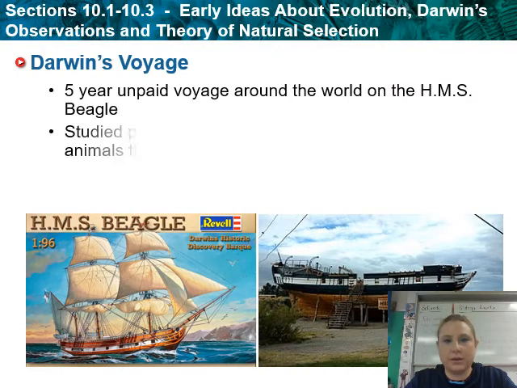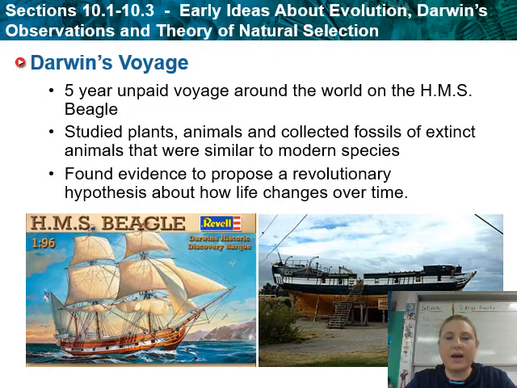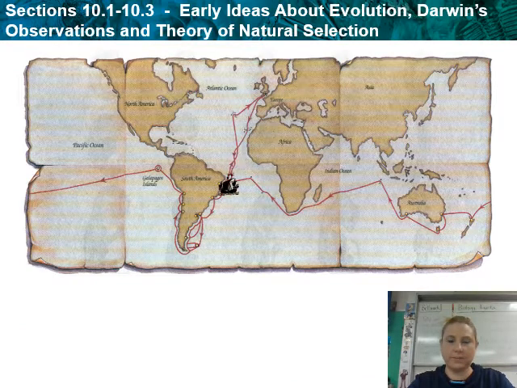Anyway, Darwin, what did he do? He went on this 5-year voyage around the world on a ship called the HMS Beagle. On that voyage, because he was a naturalist at the time, he collected animals, fossils, studied plants, and he found evidence on his travels to find this new theory. So he found evidence to propose a revolutionary hypothesis about how life changes over time, and therefore we know that today is evolution. Here is a map of his voyage. You can see he went completely around the world.